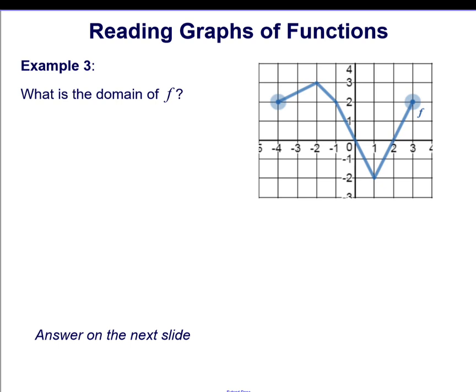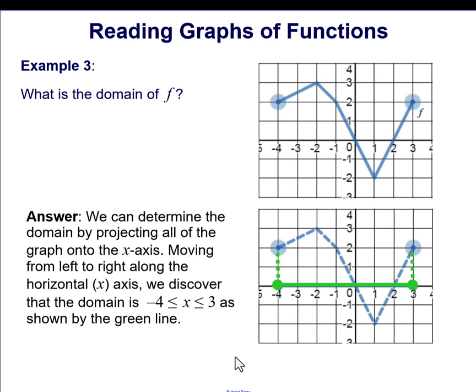Example number 3. What is the domain of f? Let's take a look at the graph and determine the domain. Here's the answer. We can determine the domain by projecting all of the graph onto the x-axis. Moving from left to right along the horizontal or x-axis, we discover that the domain is negative 4 less than or equal to x, which is less than or equal to 3, as shown on the green line. In other words, the domain is all the numbers between negative 4 and 3 inclusive.